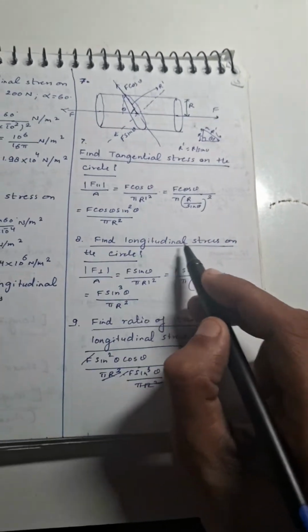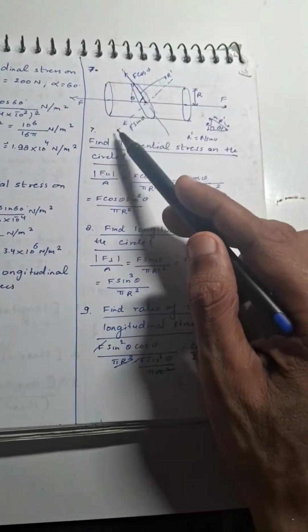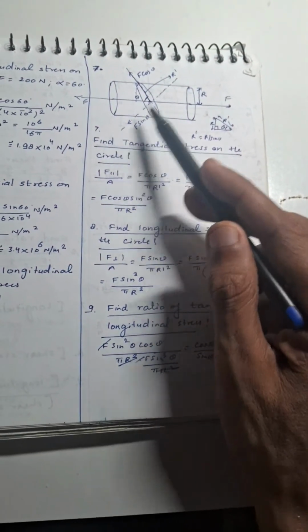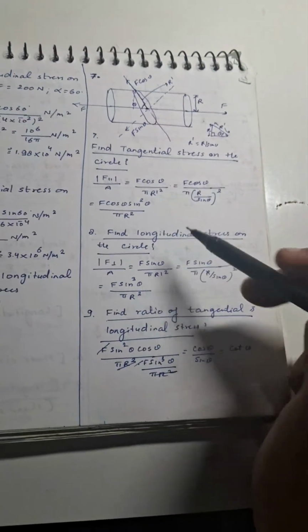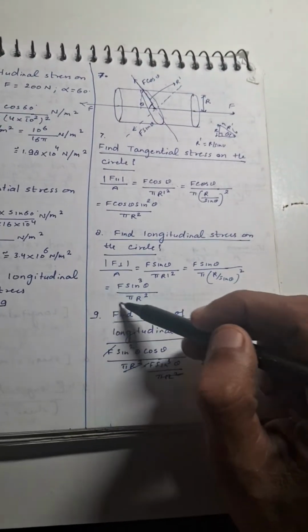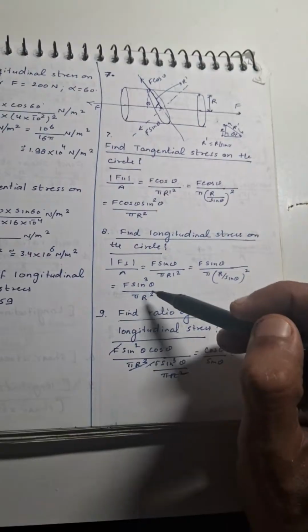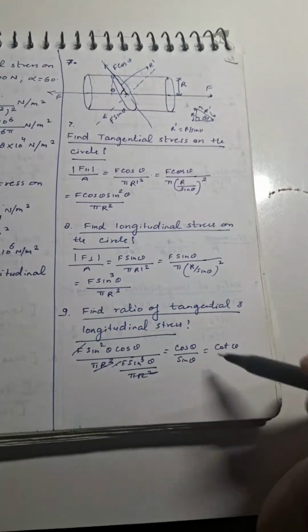Then finding longitudinal stress on the circle. For longitudinal stress, we take the stress perpendicular to this plane. So that will be F sin theta by A. A here will be pi r dash square, and after calculations, longitudinal stress will be F sin cube theta by pi r square. Then we need to find the ratio. So the ratio will be here cot theta.